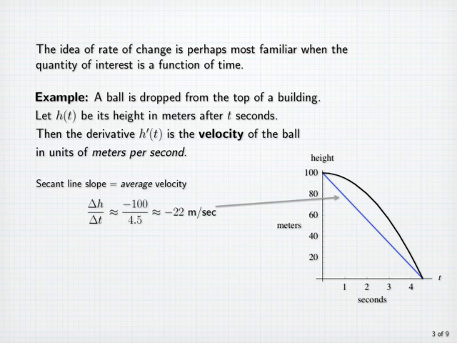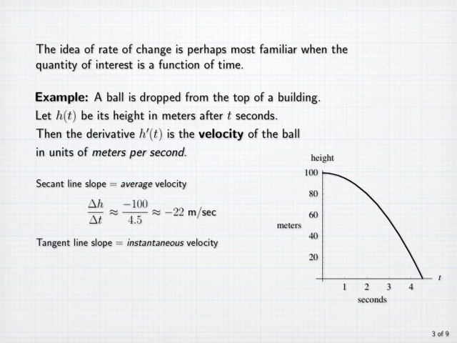And so the average rate of change turns out to be about negative 22 meters per second. It's negative because up is the positive direction for height and the ball is falling. Now, tangent line slope corresponds to instantaneous velocity. At the instant when the ball is dropped, it has zero velocity. But as it falls, its speed increases, that is, its negative velocity gets larger until it hits the ground.